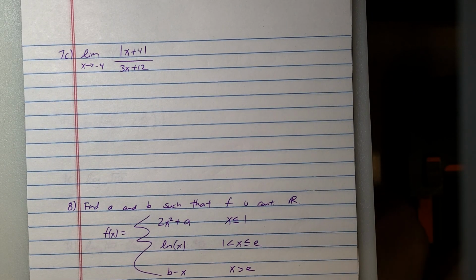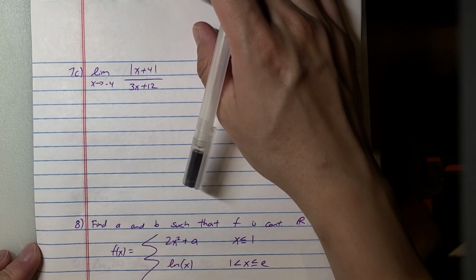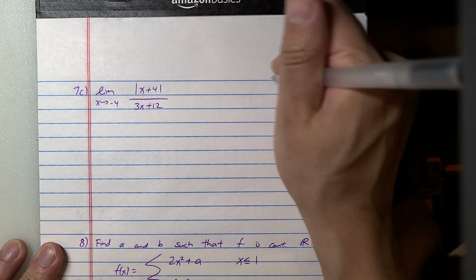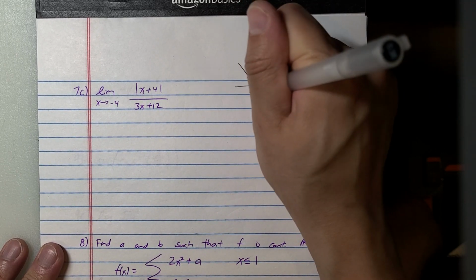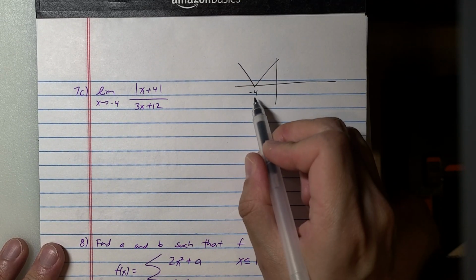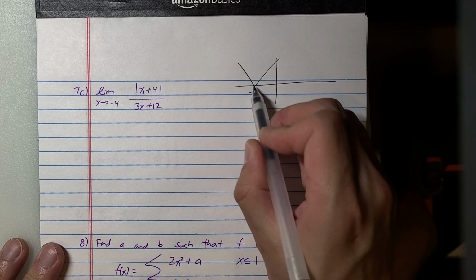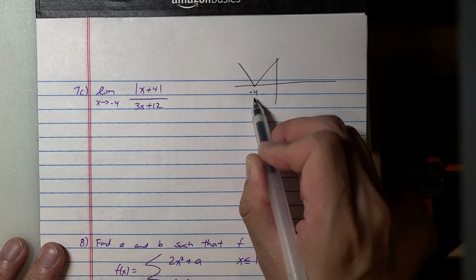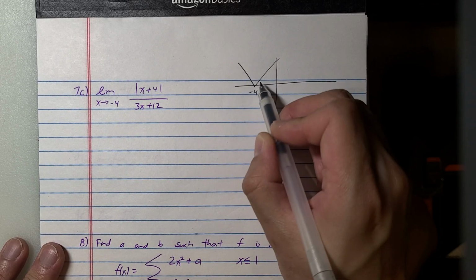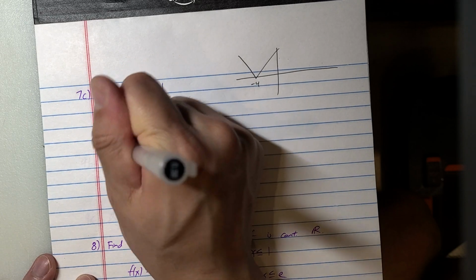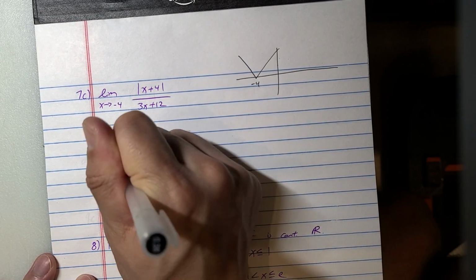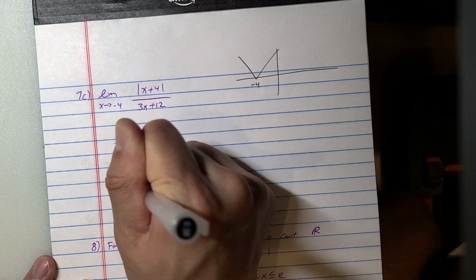Next, we're asked to find the limit as x goes to minus 4 of absolute value of x plus 4 over 3x plus 12. Once again, this looks like the other problem from the other midterm. The trick here is the absolute value of x plus 4 looks something like this. This is minus 4 over here. So when x is less than minus 4, we're on this side of the curve. When x is greater than minus 4, we're on this side of the curve. So we had to break this limit up into 2. Limit as x goes to minus 4 from the left. Limit as x goes to minus 4 from the right.